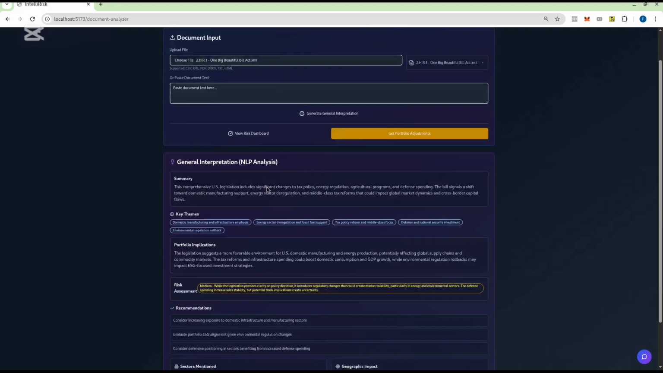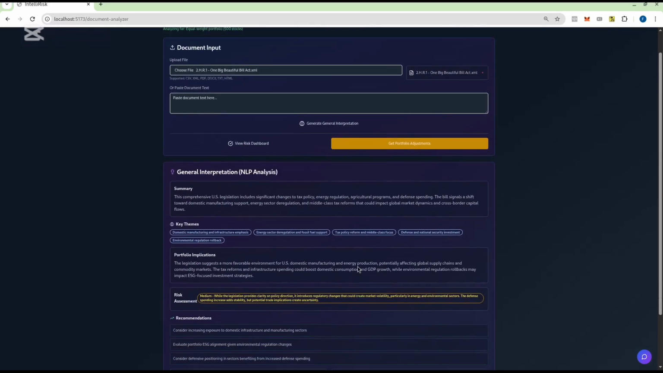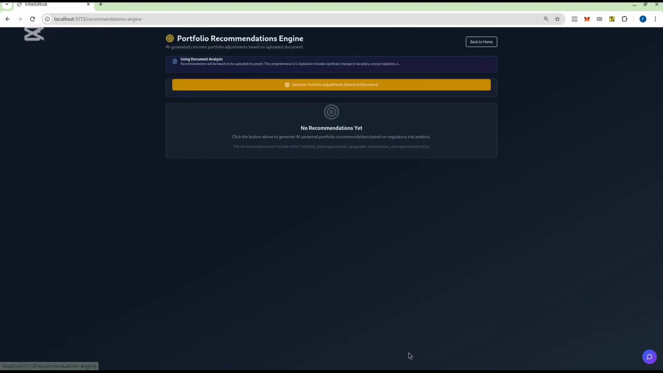So here, as you can see, you have a summary of what is happening. You also have the key themes, the portfolio implication, risk assessment, and general recommendation. Also all the sectors mentioned and geographic impact. You can pause and read this in more detail, but I'll get directly into the portfolio adjustment.